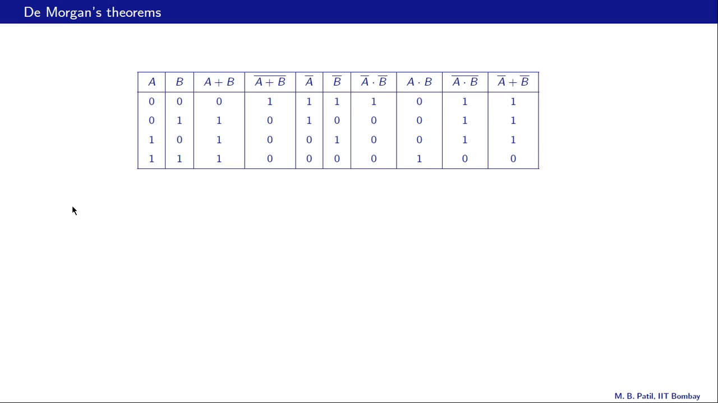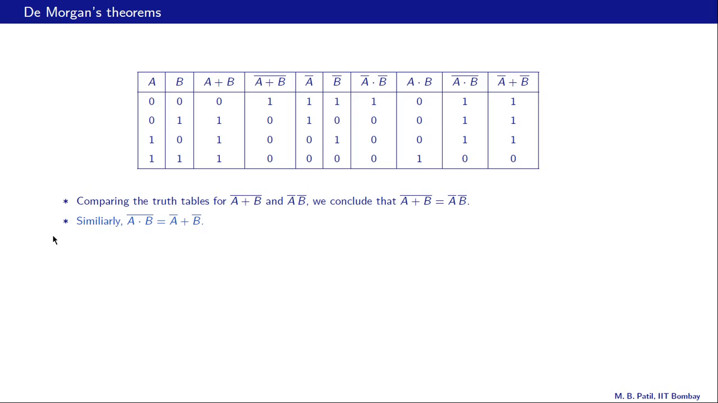Alright, now let us look at these columns and figure out the equivalence of some of these columns, and that will give us De Morgan's theorems. For example, comparing the truth tables of A plus B whole bar, which is here, and A bar and B bar, which is here, we conclude that these two are the same. This column is 1 0 0 0, this column is also 1 0 0 0, therefore these two are equivalent. And similarly, this expression A B whole bar is A bar plus B bar. Let us check that out. This column is here 1 1 1 0, and this column is here 1 1 1 0, same. So therefore these two expressions are identical.